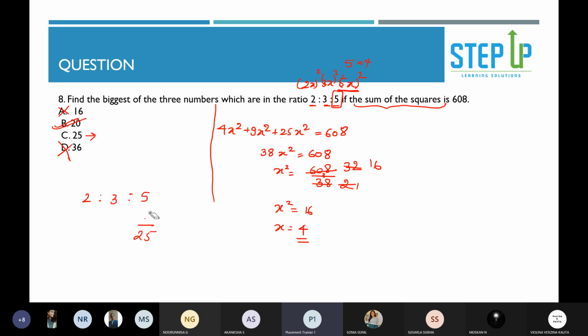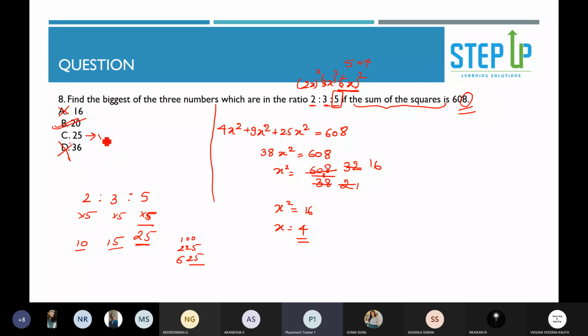What I'm doing here, I took the largest number as 25. To get this 25, I multiply by 5 here. Now to maintain the ratio, I'll multiply every number by 5, so 10 and 15. Now you see 10 square will be 100, 15 square will be 225 and 25 square is 625. It will not end with 8. I want it to end with 8.